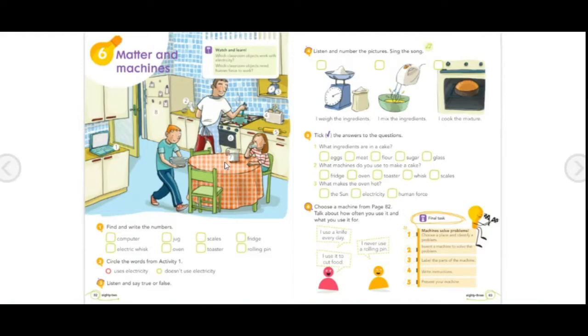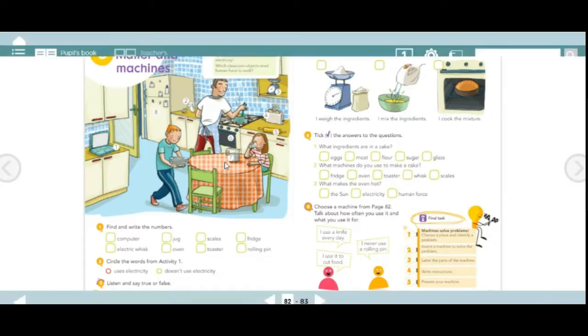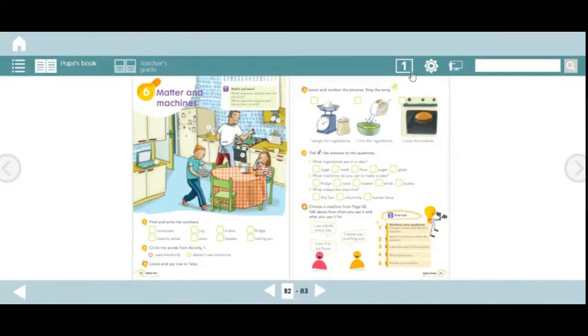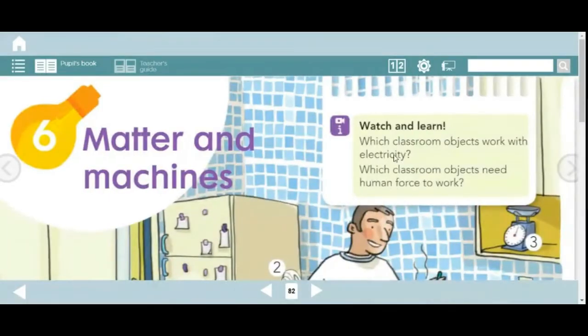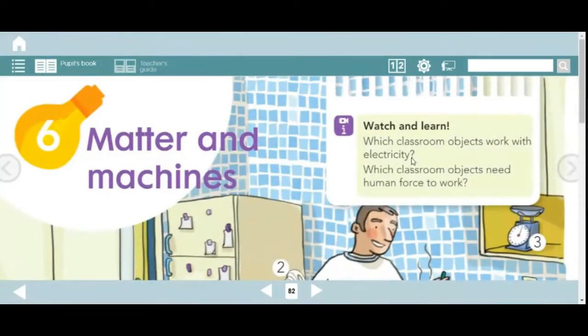Hello, today we are going to talk about unit number 6. It is matter and machine. The first thing we are going to do is read these questions. Which classroom objects work with electricity? The first thing you have to do is think about our classroom and think which objects work with electricity. Maybe I will let you think for 20 seconds.